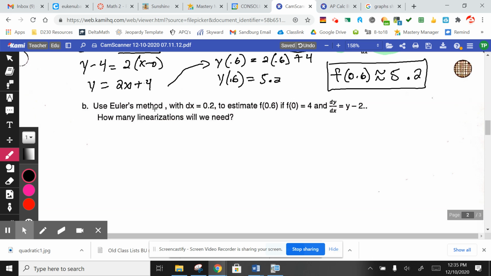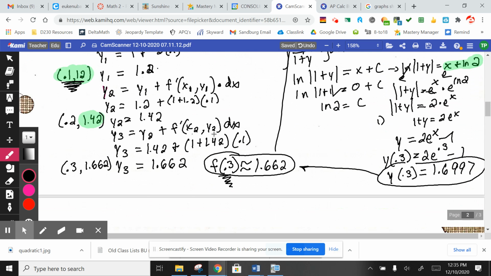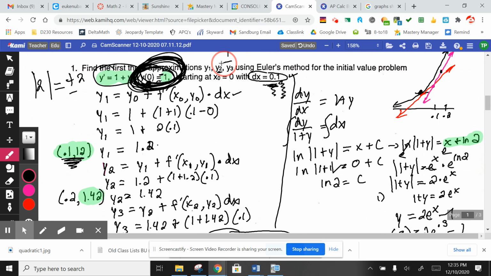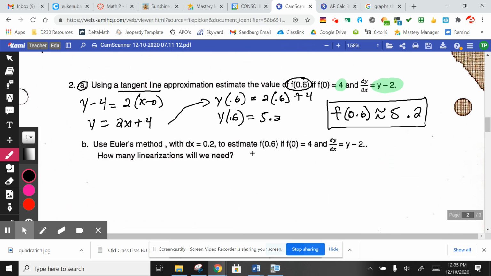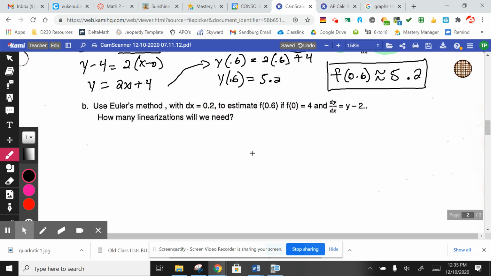So for letter B, you're going to use Euler's method. We're going to move over 2/10 of a unit each time, f of 0.6, and f of 0 equals 4. So notice one little difference here. Here I told you how many I wanted. I wanted you to get y1, 2, and 3. I told you to find the first 3 approximations. I don't tell you how many to do here, so you just have to have some number sense.